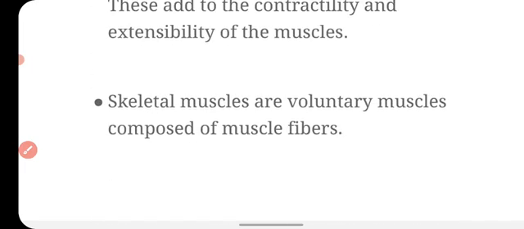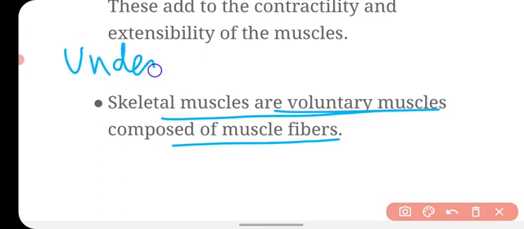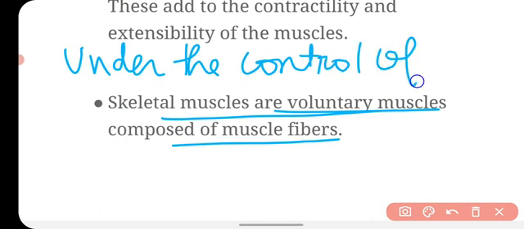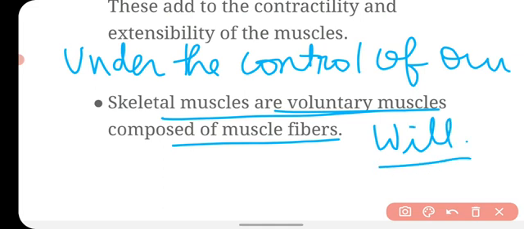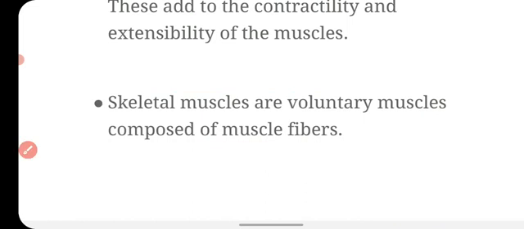Now, skeletal muscles are voluntary muscles. They are composed of muscle fiber. Skeletal muscles are voluntary muscles, meaning they are under the control of our will. Skeletal muscles or striated muscles are under the control of our will, meaning we can move these muscles according to our will, according to our conscious will.